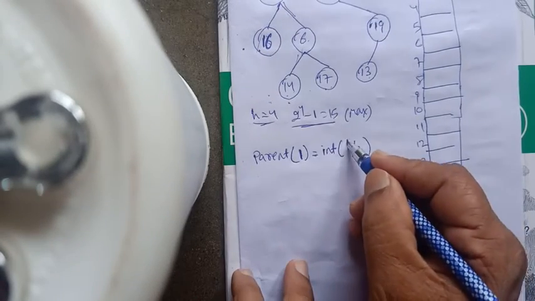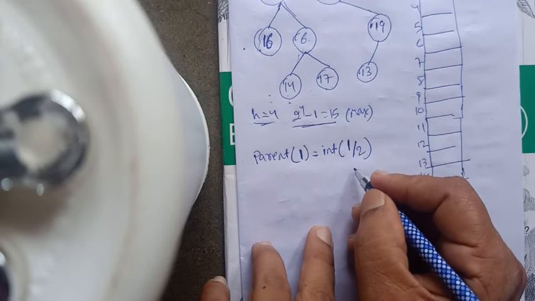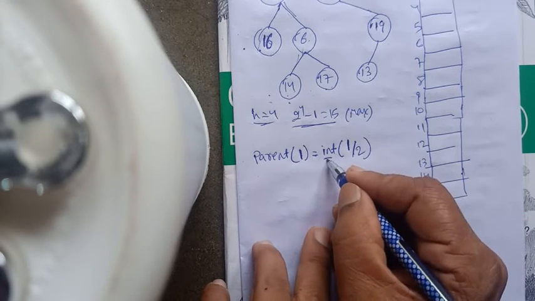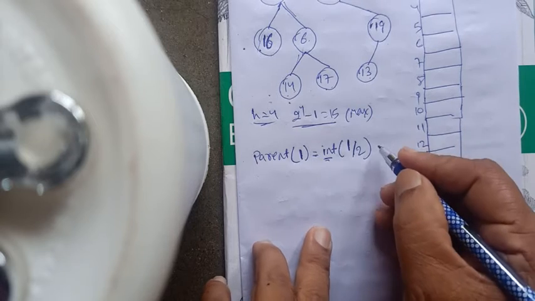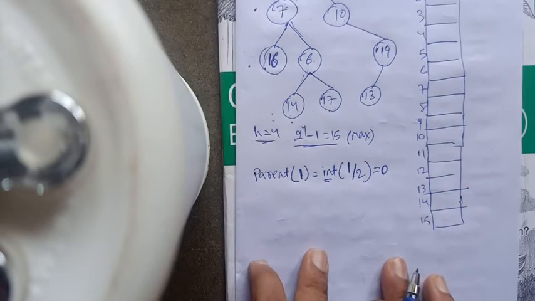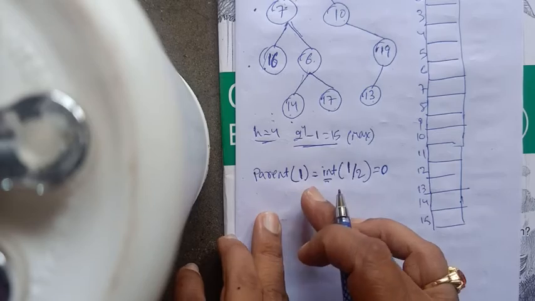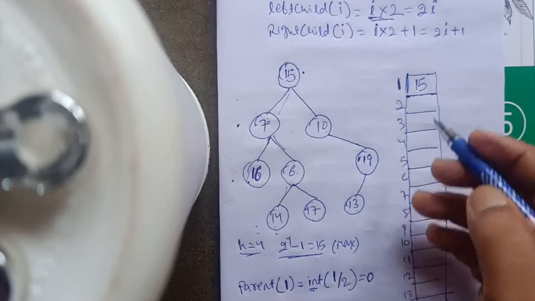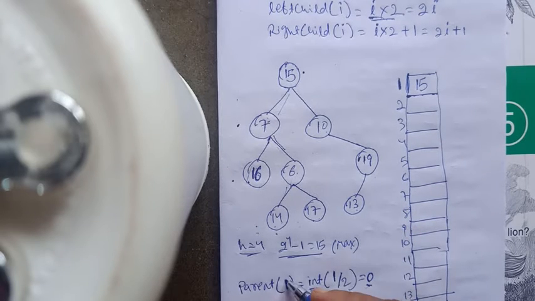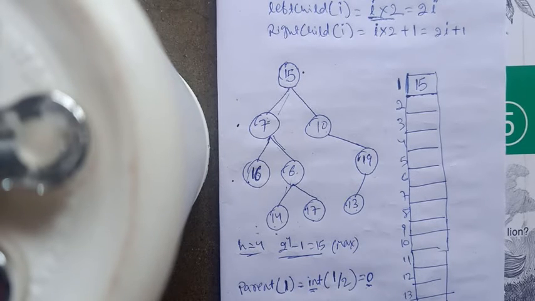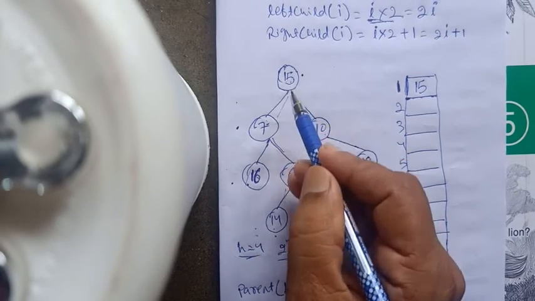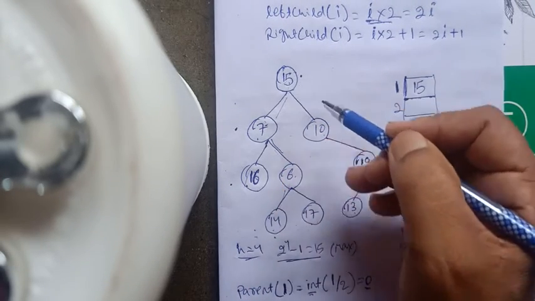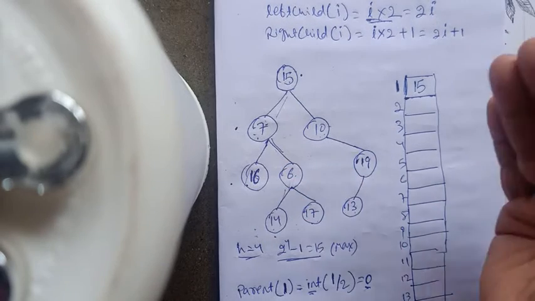So when I perform 1 by 2, it will give me 0.5. And what is the integral part of 0.5? That is 0. So the index of the parent of 1 is 0. My array starts from 1, so when it is 0, it indicates that 1 is my root. Now where should I store the data which is at the left of 15? In the left of 15 we have 7, and in the right child of 15 we have 10. Now these two data should be stored in the array.